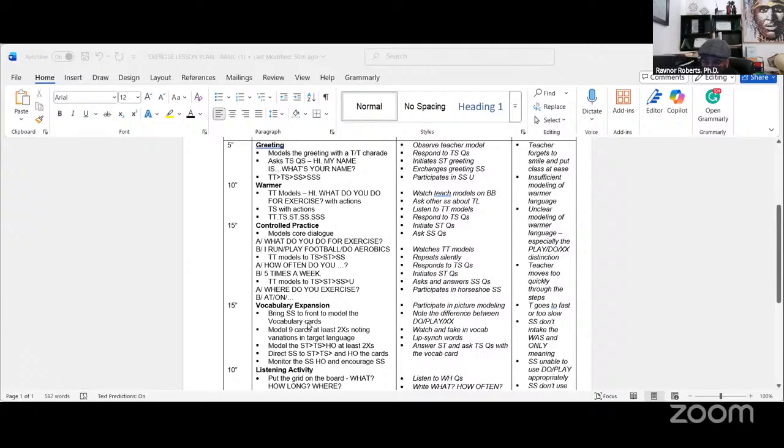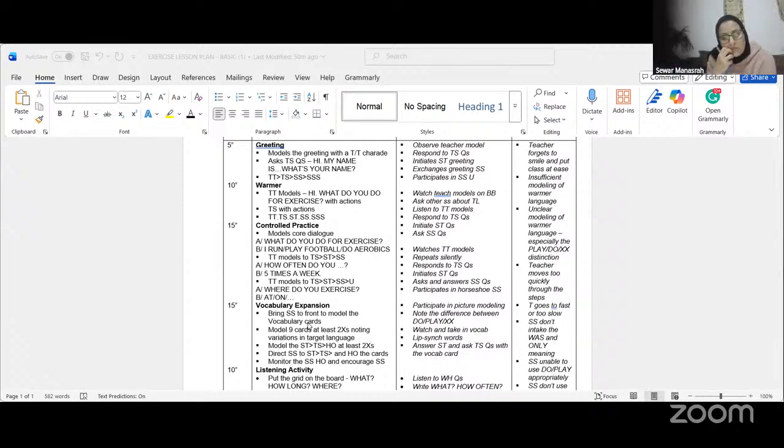Vocabulary expansion. Okay. Vocabulary expansion is where we're letting go a little bit. Remember when we did the teacher, student, teacher, remember that? And I said, don't let them move away from the script. What do you do for exercise? I run, right? The same. They stay on the script. Now, when you get to the vocabulary expansion, this is when they can play with the script. Okay. All right, and you can help them do that.